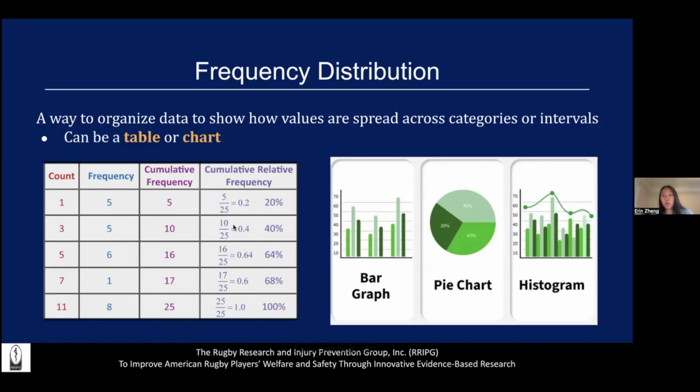Finally, you have relative frequencies, which are just percentages that show the proportion of each category. Once you have the table done for the frequency distribution, that can serve as a foundation for a chart. The most common charts for frequency distributions are bar graphs, pie charts, and histograms.